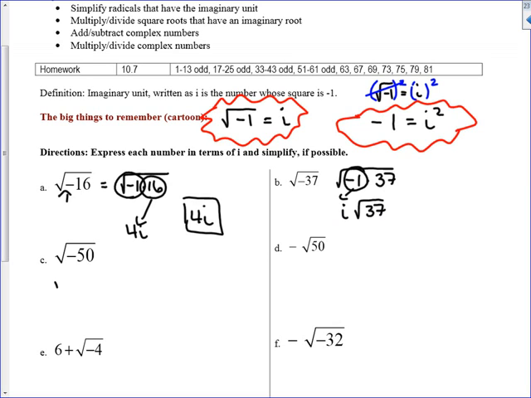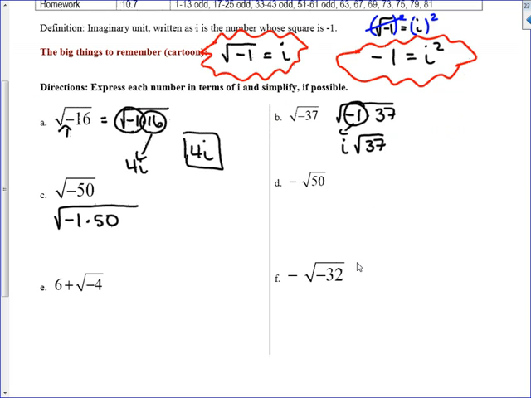So I'm going to start by breaking this up. I'm going to make a negative 1 times 50. Only do this for square roots. So you could even, right from the get-go, say this is I times the square root of a positive 50. That's what the negative sign underneath does. It puts an I out front and makes the radicand positive. But then we've got to look at the real part as well. So the square root of 50.